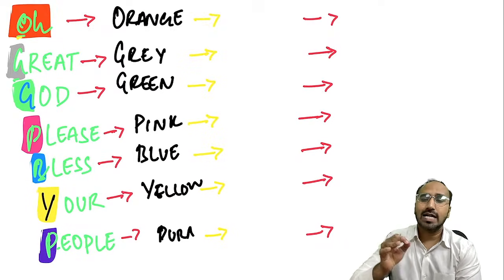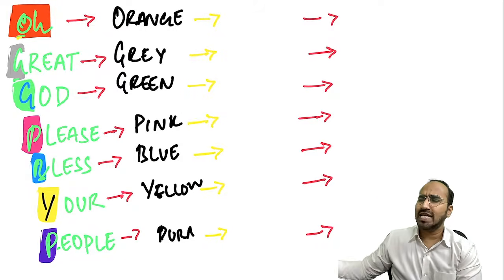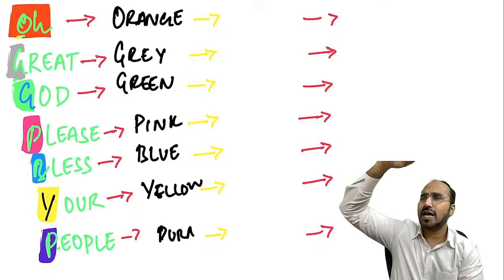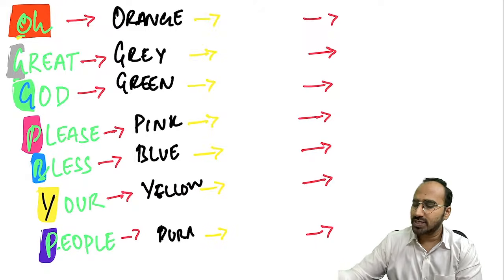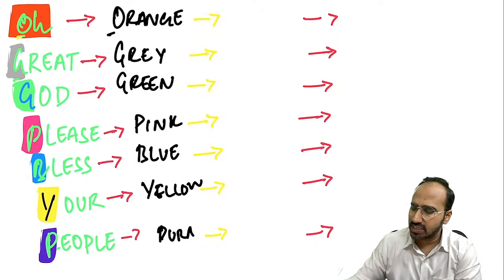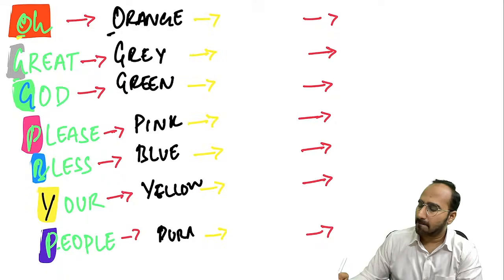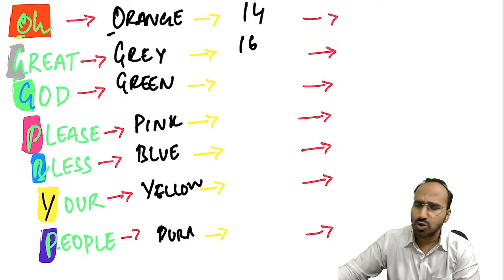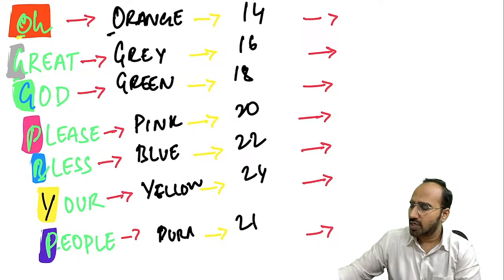For the colors, there is a very easy mnemonic: Oh great God, please bless your people. Always remember it is going from the largest to the shortest diameter. O stands for orange, G for gray, G for green, P for pink. Next, B stands for blue, Y for yellow, and P for purple. What are the sizes? 14, 16, you have to add 18, 20, 22, 24 and 26.